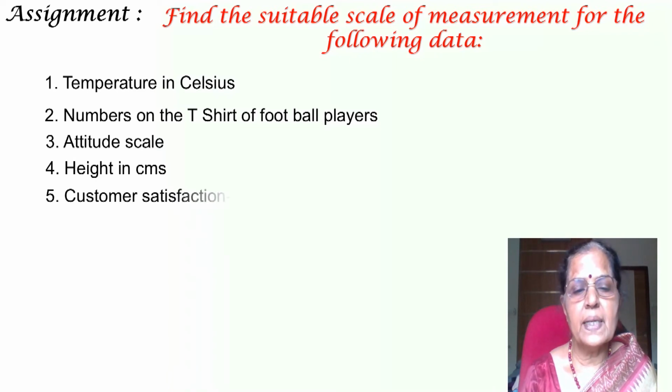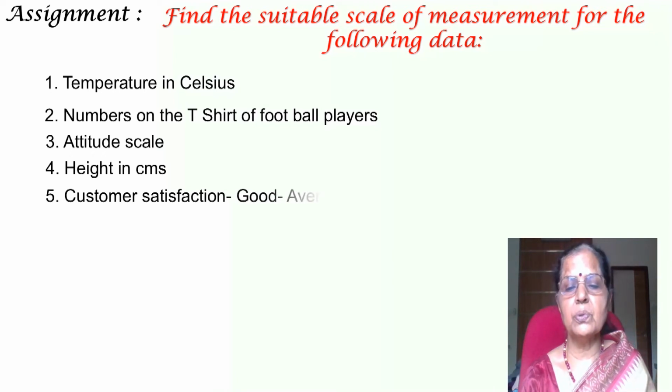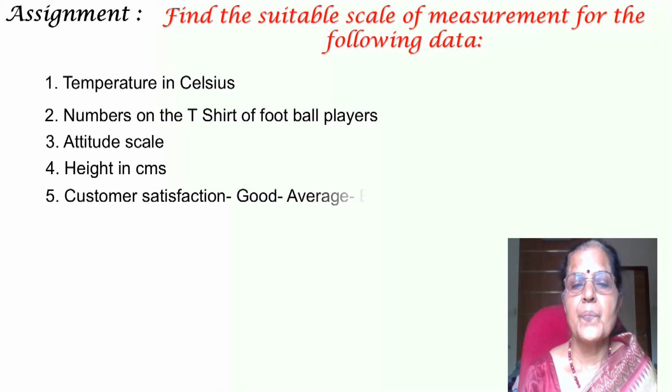And the fifth one is customer satisfaction. You classify them into good, average, bad. So what type of scale is this? See, here the categories are there and it can be ordered. Obviously, good is better than average and average is better than bad. So there is an order, but the distance is not equal.